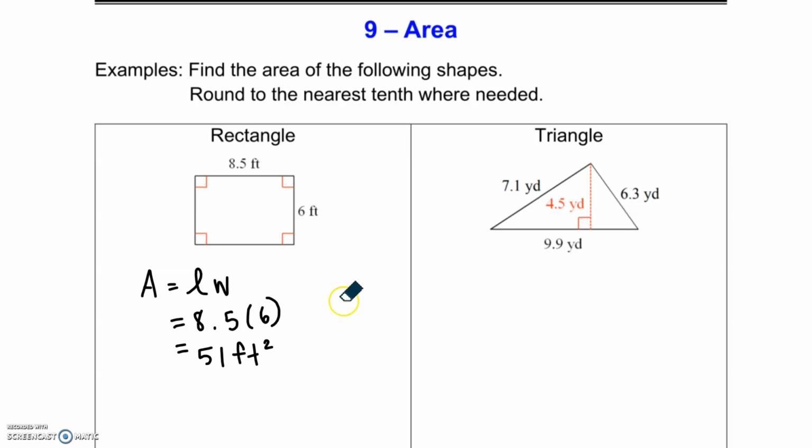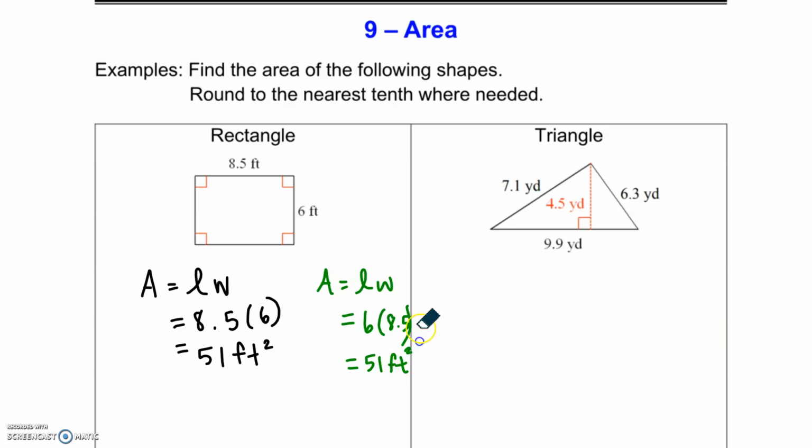Now, what if someone else did the same question? I'm going to write it over here in green. You don't have to copy it, just follow along. What if someone put in 6 first and then times 8.5? Does that change our answer? So let's check it out. 6 times 8.5. Nope, we still get 51.